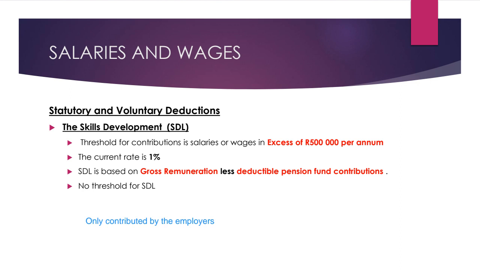They must make sure that their payroll, what they pay as wages and salaries, must be more than 500,000 per annum. Think about a company that has employees. They must check how much they pay their employees per annum. If they have more than 500,000 per annum, they must contribute 1%. We call it SDL, Skills Development Levy.